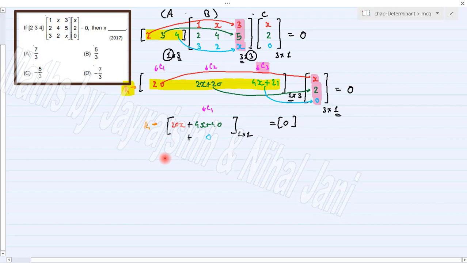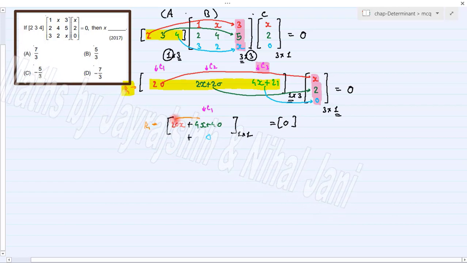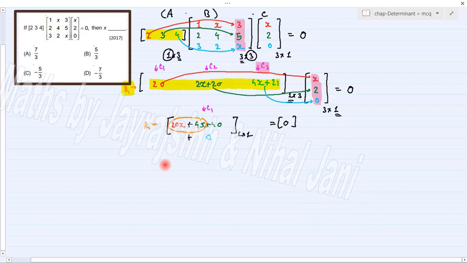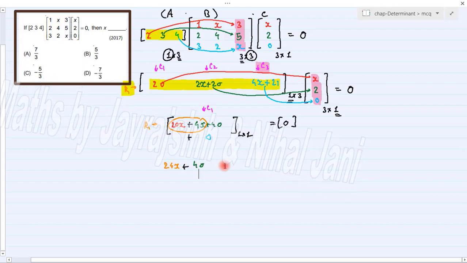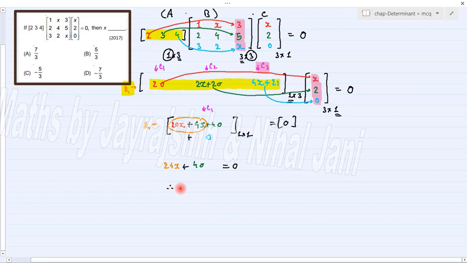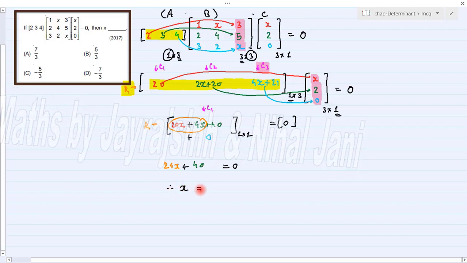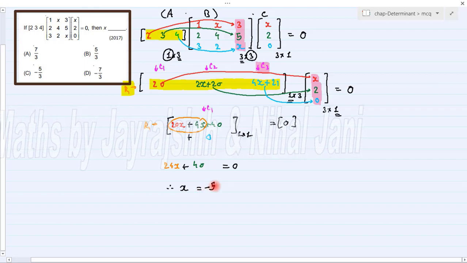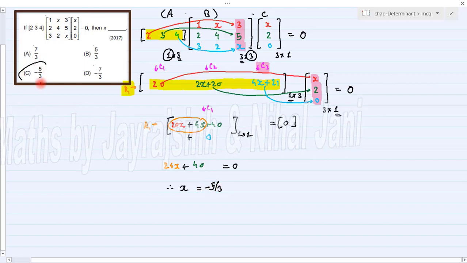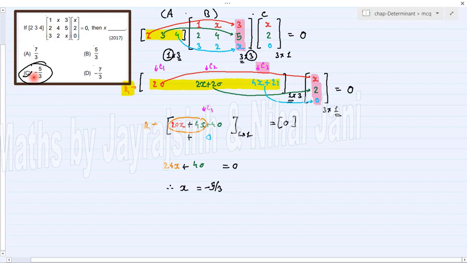So if we compare elements, we will get 20x plus 4x, or we can say 24x plus 40 is equal to 0, which will give us x is equal to minus 40 by 24, or we can say minus 5 by 3, which is given in option C. Ta-da!